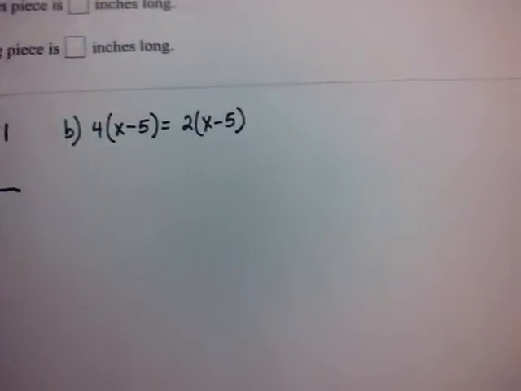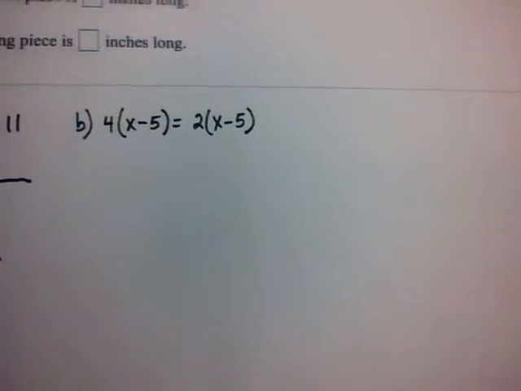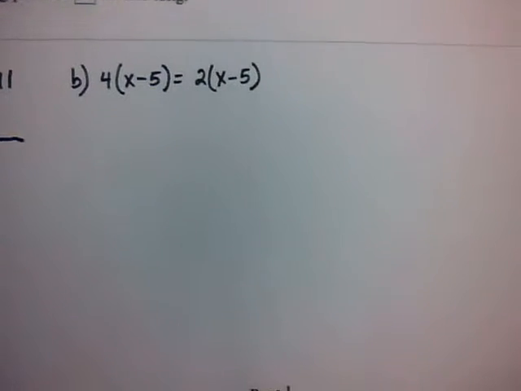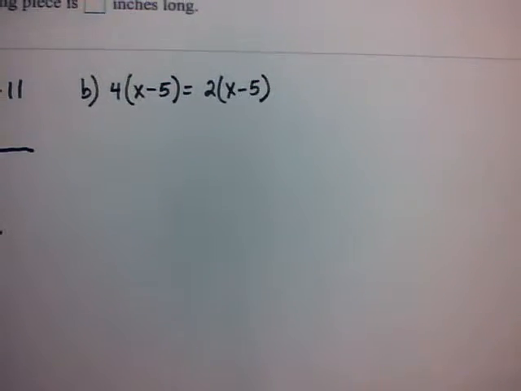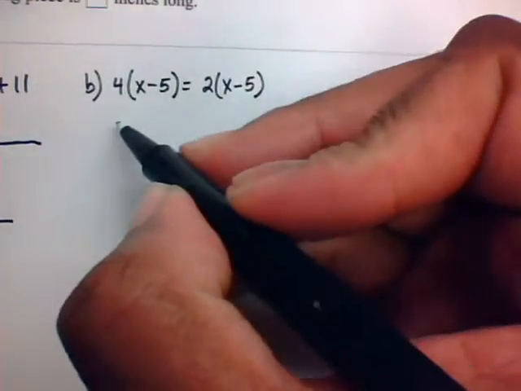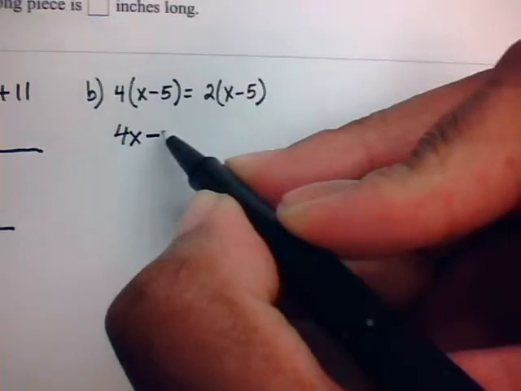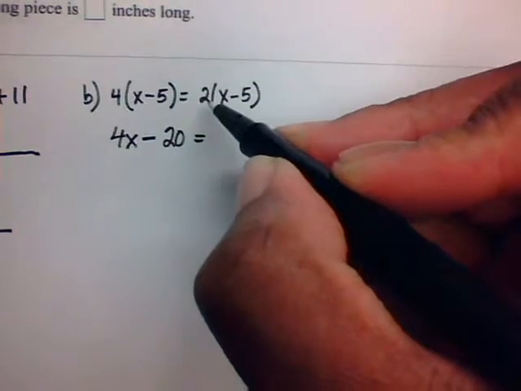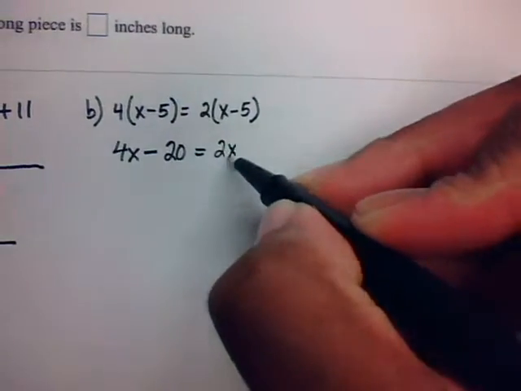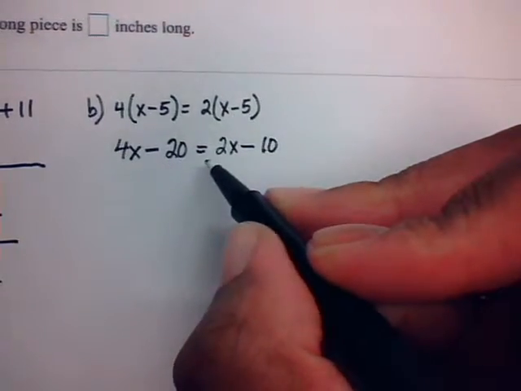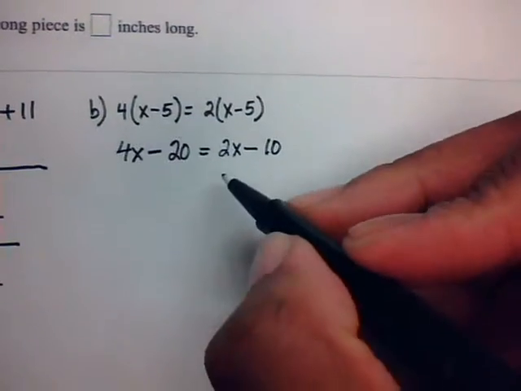Okay, now part B, you've got 4 parentheses x minus 5 is equal to 2 parentheses x minus 5. In this particular equation, we need to start by removing the parentheses on both sides of the equation. So in this case, when we use the distributive property, that's 4 times x, that'd be 4x, minus 4 times 5, that's 20. And on the right side, we'll use the distributive property again, 2 times x, that's 2x, minus 2 times 5, that's 10. So now we've got 4x minus 20 is equal to 2x minus 10.